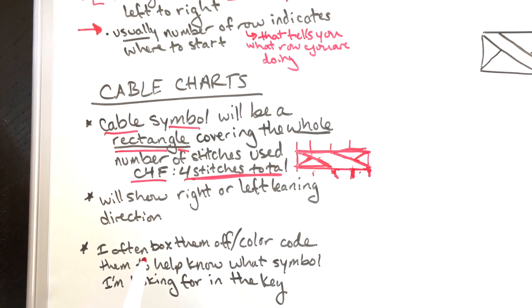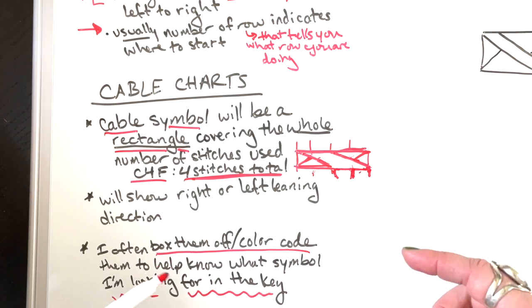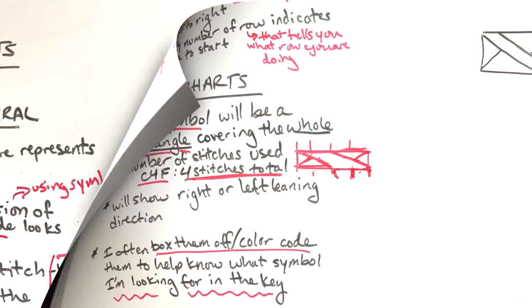And this is what I do down here. I often box them off or color code. I look for the whole rectangle and I will box it off. I will color code it. I will do whatever I need to help identify what I'm working with and what I'm looking for in the key. That's really it. Find the symbol, find what it means in the key, and then perform it when you come to it.